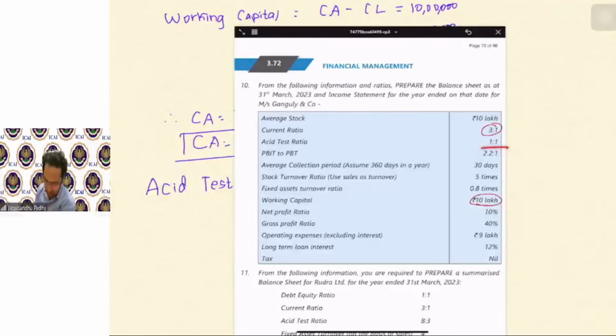Now next we have PBIT to PBT. That is essentially for preparation of the income statement. Let's focus first on the balance sheet, then we'll go to the income statement computation also. Average collection period, again, is for the debtor calculation. For that, we will need the value of sales. Then we have stock turnover ratio. We'll use the stock turnover, as I indicated at the start, 5 times, with the average stock to get the sales value.